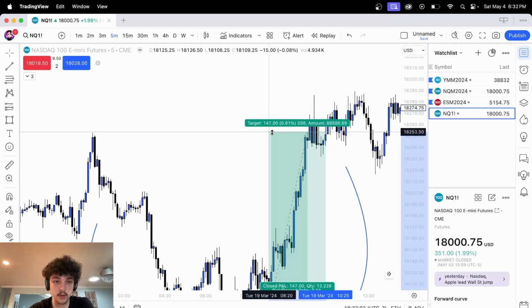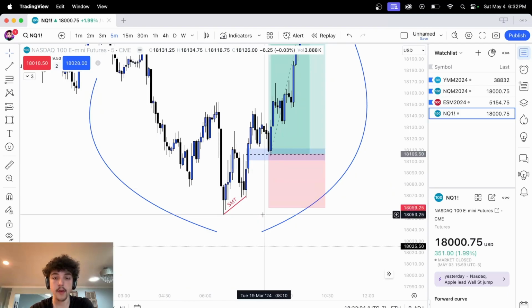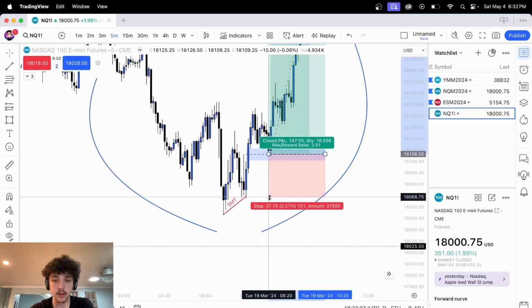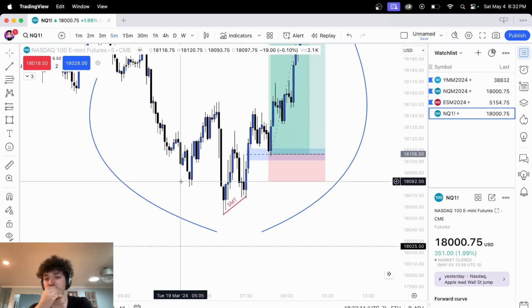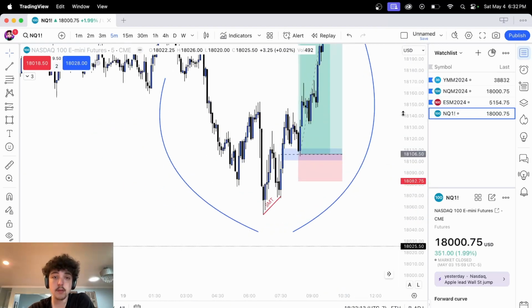So yeah, here's a 150-point move right here, all off of a fair value gap entry, putting your stops at these lows. I would actually more put them right here towards this order block range. But yeah, this is a prime example.